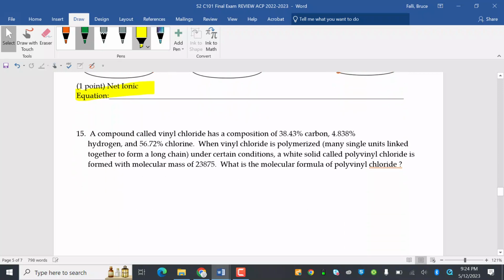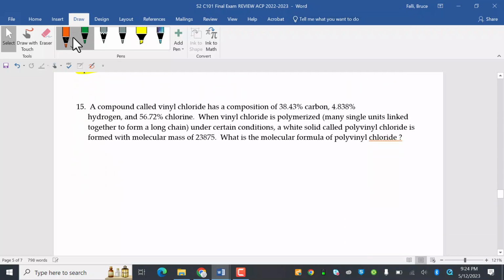A compound called vinyl chloride has this, that, and the other in it. When vinyl chloride polymerizes, okay. What is the molecular formula? So what we're going to do is an empirical formula. We're going to convert our percentages into moles and into whole number ratios. The first thing I'm going to do is just assume I have 100 grams.